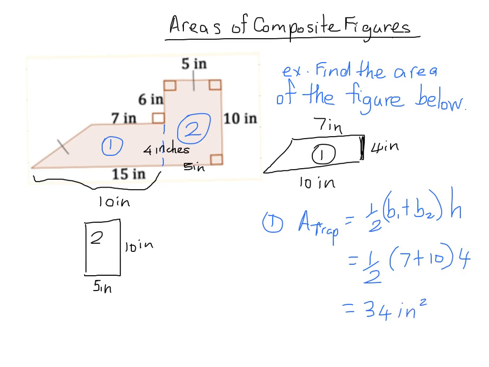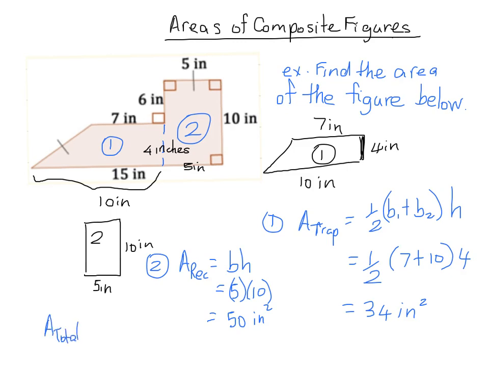And so let's do number 2, or the rectangle. So the area of the rectangle, I'll call it rec for short, is equal to base times height, which is 5 times 10. So we have the area of the rectangle to be 50 inches squared. And so together, the area of the whole thing is equal to 50 plus 34 inches squared. So the area of the whole thing is 84 inches squared. And that's how you find the area of a composite shape.